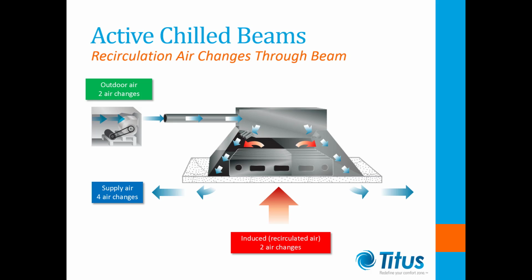As a typical active beam unit will have an induction ratio of at least 2 to 1, in reality over 4 air changes will be induced from the room, providing a minimum of 6 air changes, so will easily meet the minimum requirements stipulated in Standard 170.